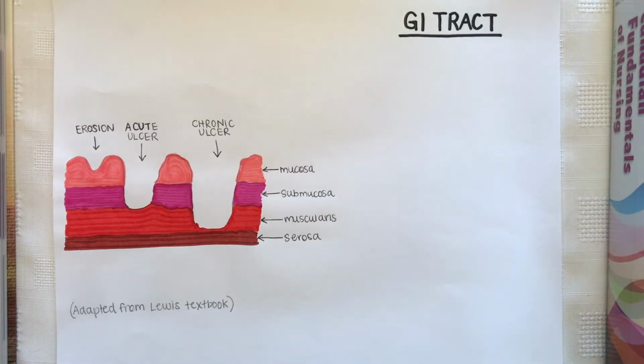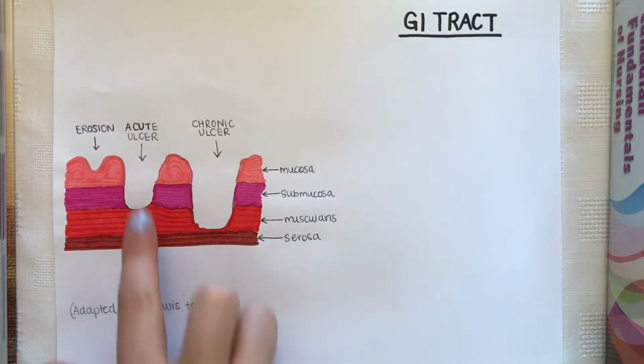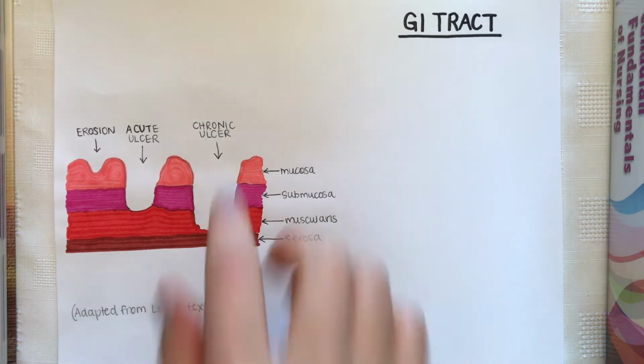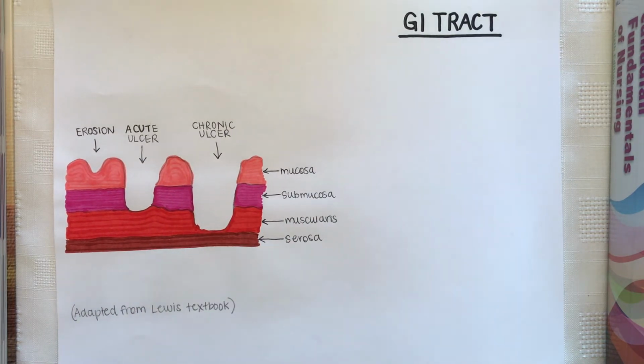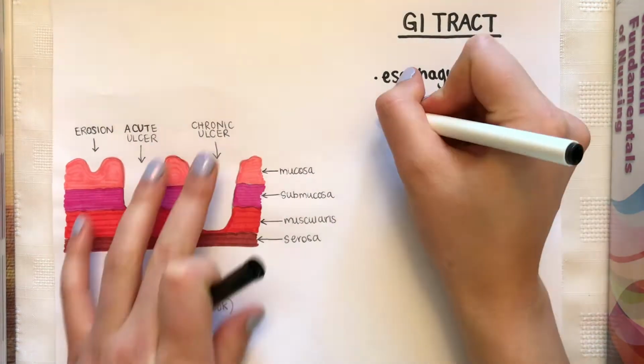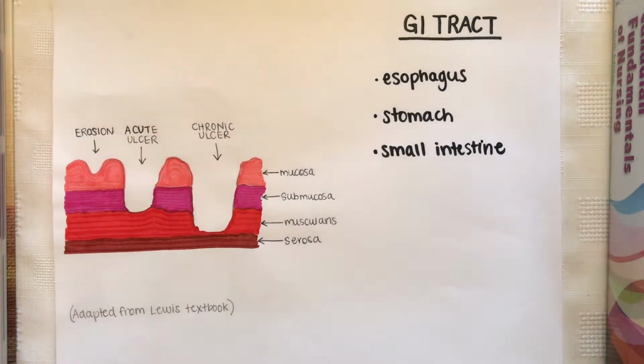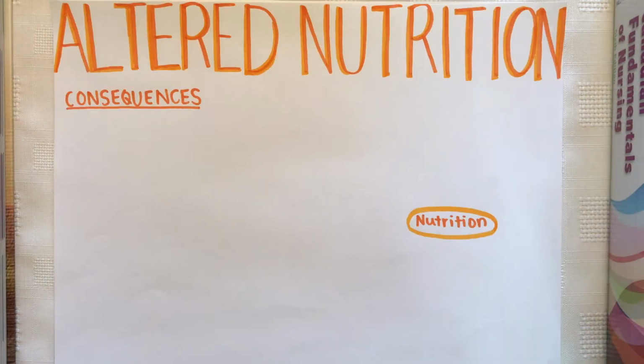Peptic ulcer disease occurs when the protective gastrointestinal mucosa barrier of the GI tract is broken down, causing acute or chronic ulcer formation. This can occur anywhere along the GI tract, including the esophagus, stomach, and small intestine. The key attribute to peptic ulcer disease is altered nutrition.